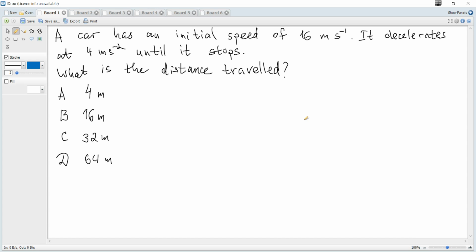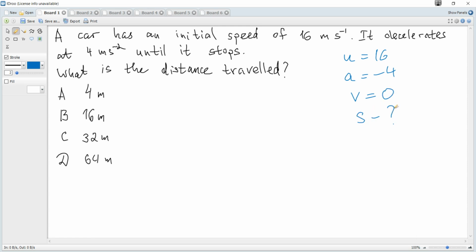A car has an initial speed of 16 meters per second. It decelerates at 4 meters per second squared until it stops. What is the distance traveled? So it is given that the initial speed u is 16, it decelerates, so acceleration is negative 4, until it stops, so final speed is 0, and we need distance.